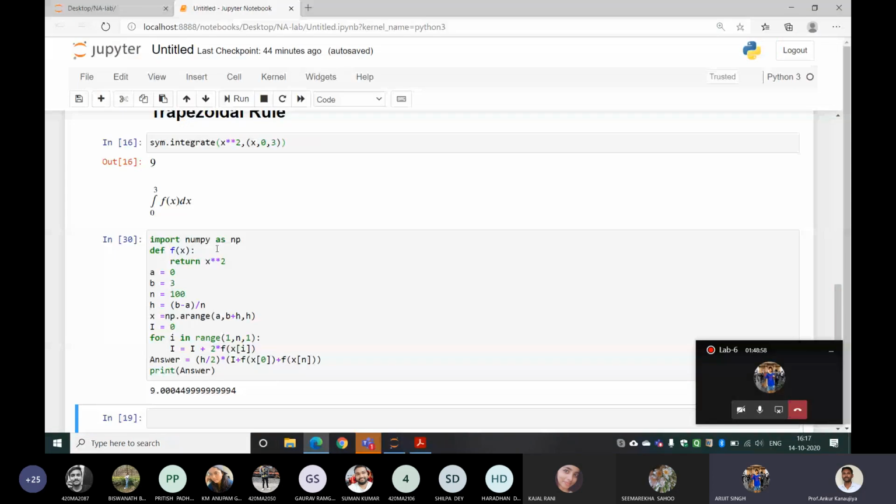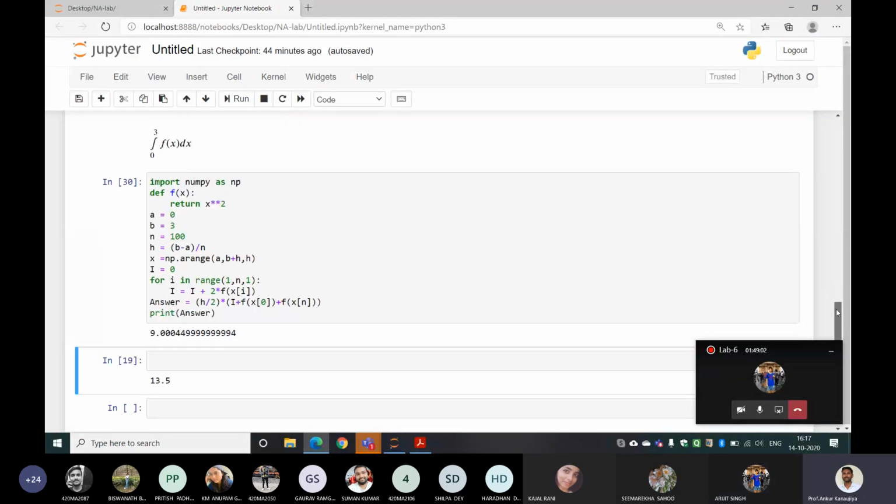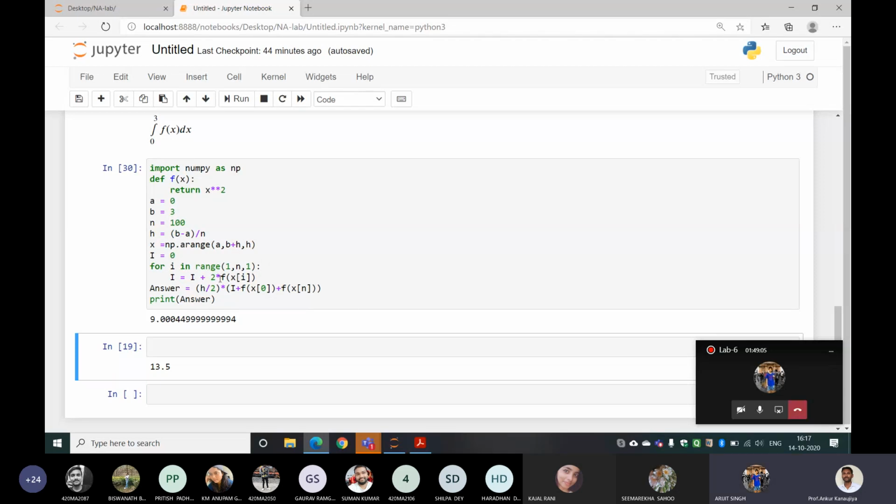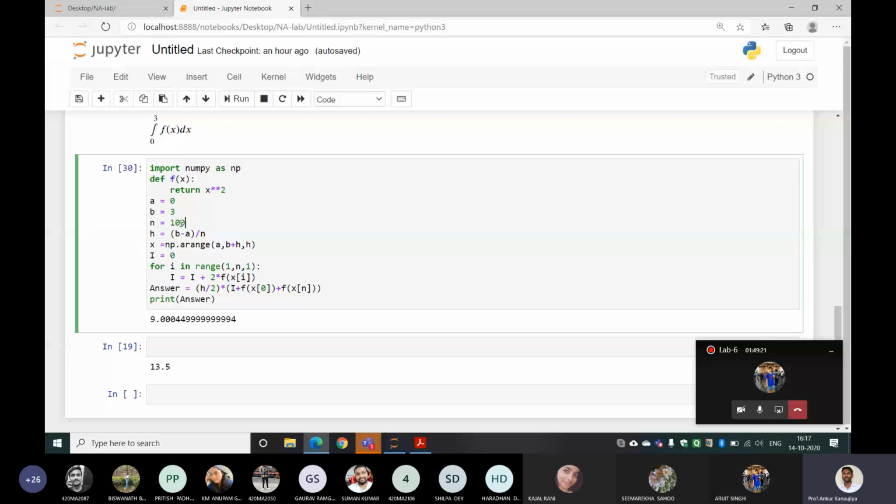So this file anyway I will share with you, that trapezoidal, Simpson 1/3 and 3/8 you have to do here. In the Simpson 1/3 rule, n must be an even number, and in Simpson 3/8, n must be a multiple of 3. That means you cannot take 5, you can take 6, you can take 9, because 3 points are required simultaneously.